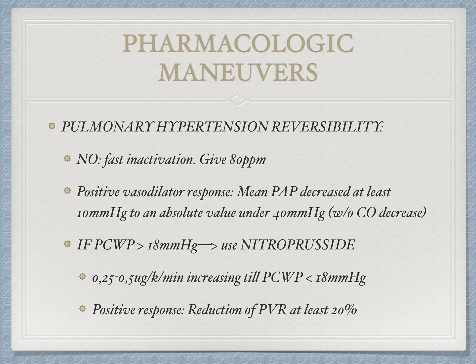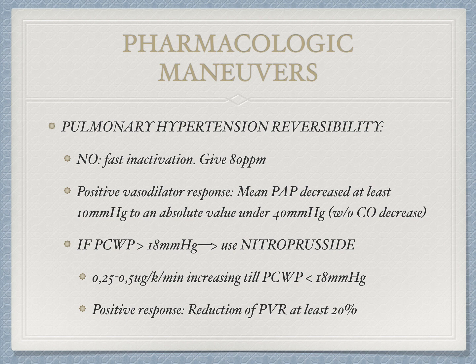What are other maneuvers for pulmonary hypertension reversibility? You can use nitric oxide if you have a pulmonary capillary wedge pressure that is under 18. If it's over 18, you have to change. If it's under 18, use nitric oxide. It's a vasodilator, fast inactivation with very shallow or nil systemic effects. Give 80 parts per million. A positive vasodilator response means a mean pulmonary artery pressure decrease of at least 10 millimeters mercury to an absolute value under 40 millimeters mercury without a fall in cardiac output.